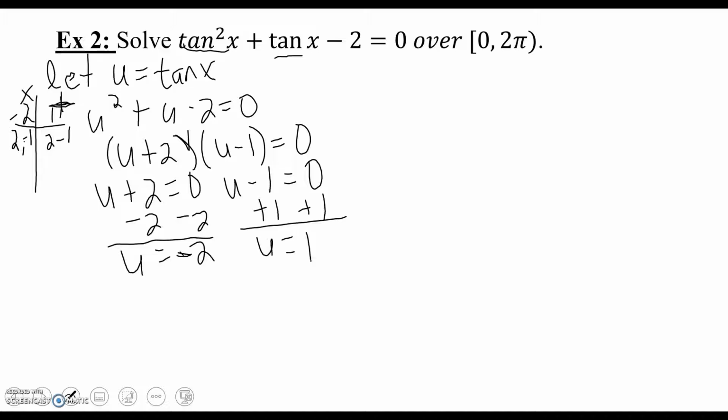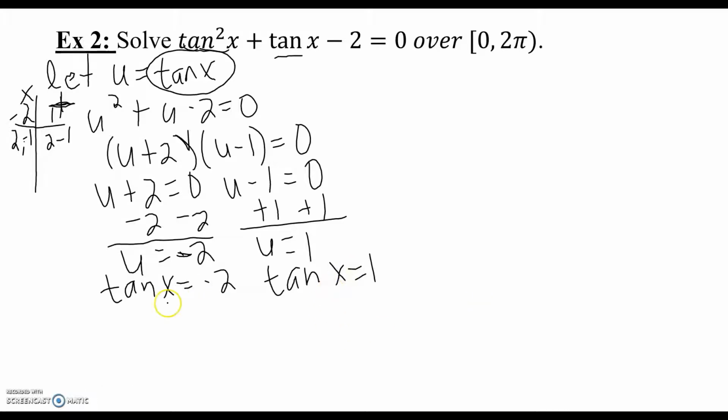Now I have to replace u back with what I let it equal, which was tangent x. So I will say tangent of x is equal to negative 2, and tangent of x is equal to 1. So I would need to solve both of these, figure out what angle would give me a tangent of negative 2 and what angle would give me a tangent of 1.